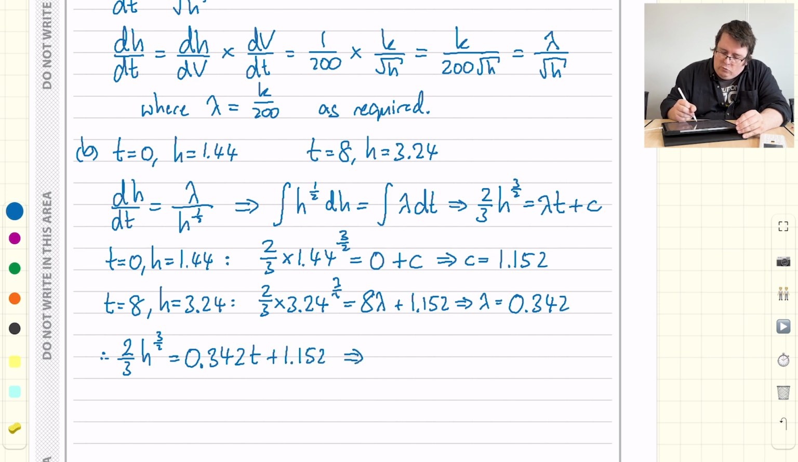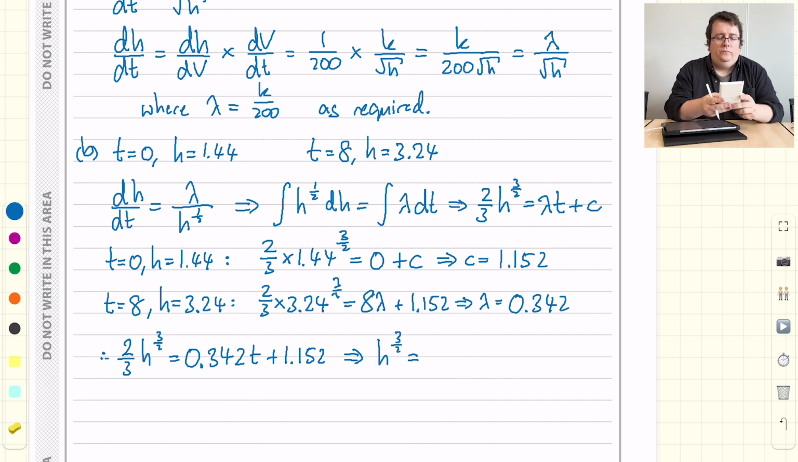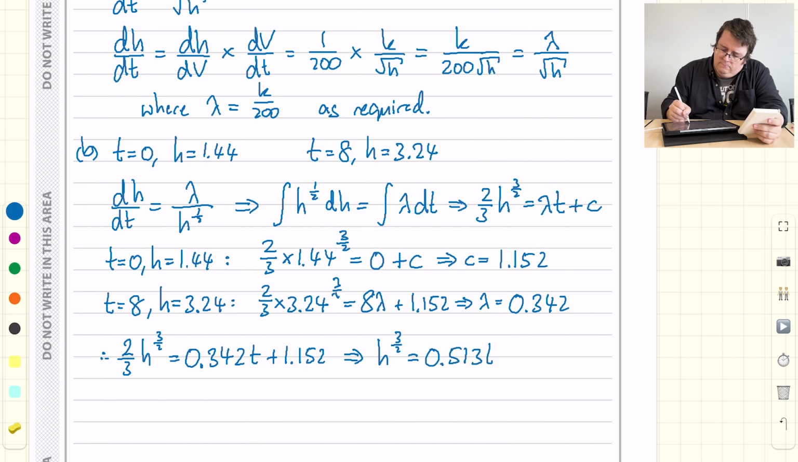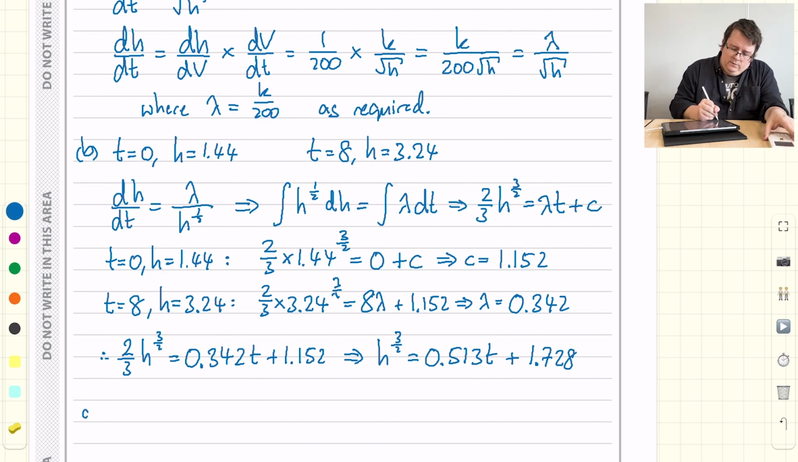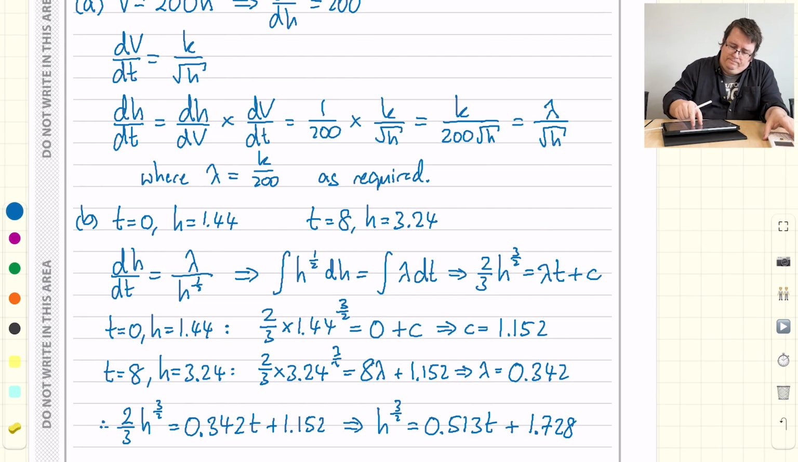Still not quite in the format they wanted, so I've got to multiply both sides by 3 halves. So 3 halves times 0.342 is 0.513. And 3 halves times 1.152, 1.728. Okay.